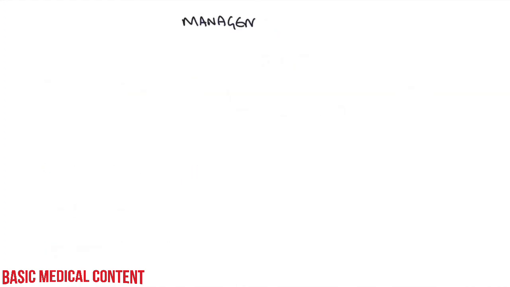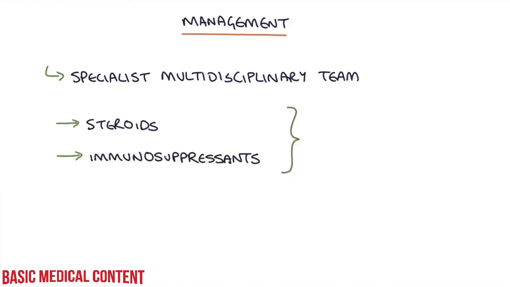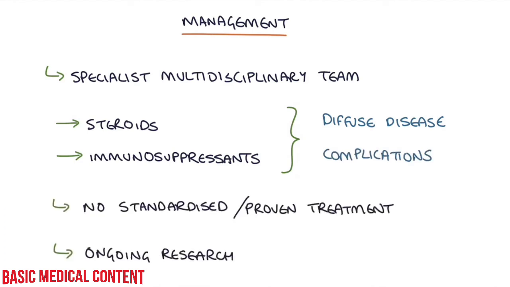So how do we manage patients who have systemic sclerosis? Well, they'll be managed and followed up by a specialist multidisciplinary team in a rheumatology department. Steroids and immunosuppressants are usually started with diffuse disease and when there's complications like pulmonary fibrosis. But there's no standardized or proven treatment for systemic sclerosis, and there's ongoing research to try and find the most effective ways of treating the condition.